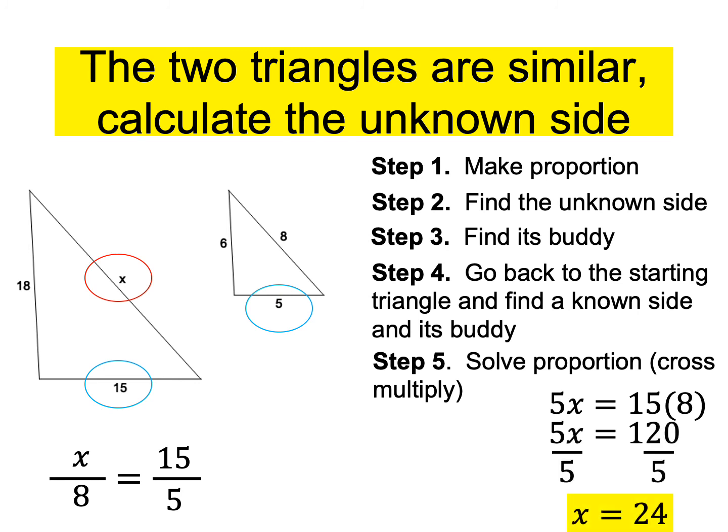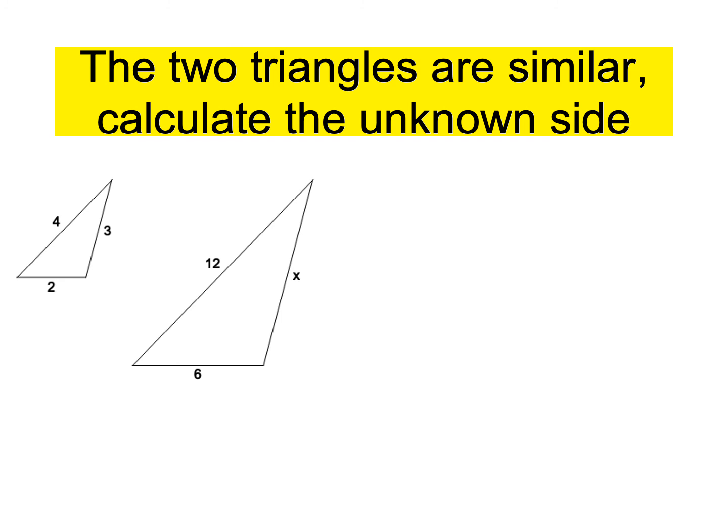Divide both sides by 5, and I get x is equal to 24. I think we need to see that one again. All right, two other triangles, they're similar, and we're asked to find the unknown side. So step number one, we make our proportion. We find the unknown side.